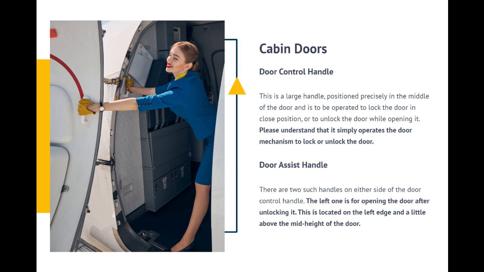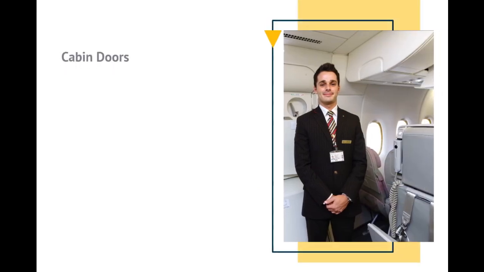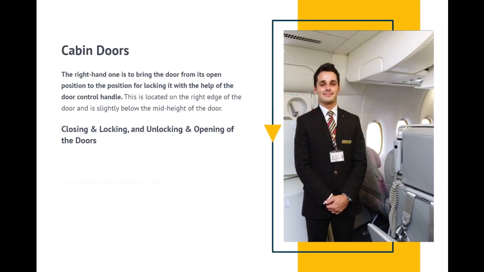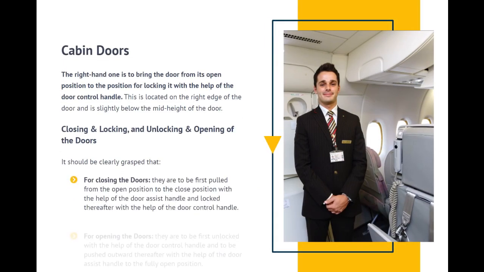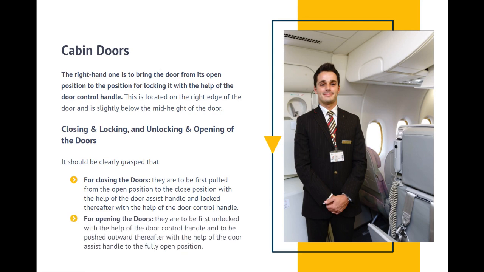Door assist handle. There are two such handles on either side of the door control handle. The left one is for opening the door after unlocking it. This is located on the left edge, and a little above the mid-height of the door. The right-hand one is to bring the door from its open position to the position for locking it with the help of the door control handle. This is located on the right edge of the door and is slightly below the mid-height of the door.